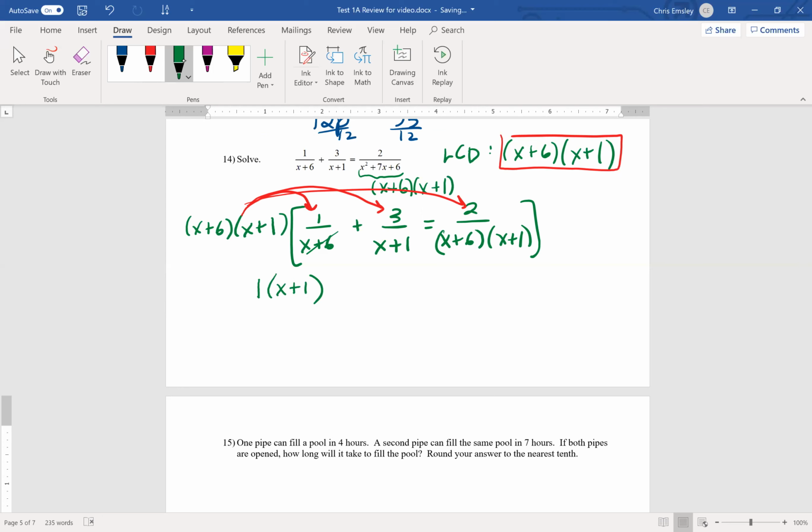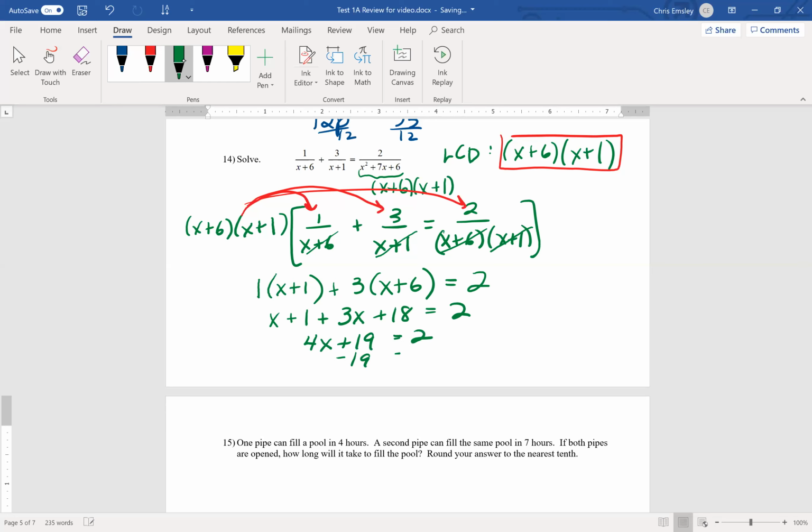When we distribute it to the second term, it's the x plus 1s that cancel, and we're left with 3 times x plus 6. And then on this last term, both cancel, and we don't have any left behind at all, just the 2. I didn't need that 1 out front, obviously. This is just x plus 1. We distribute the 3. And then go ahead and gather up your like terms.